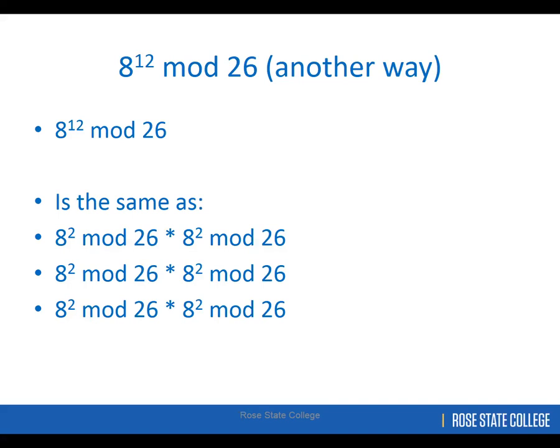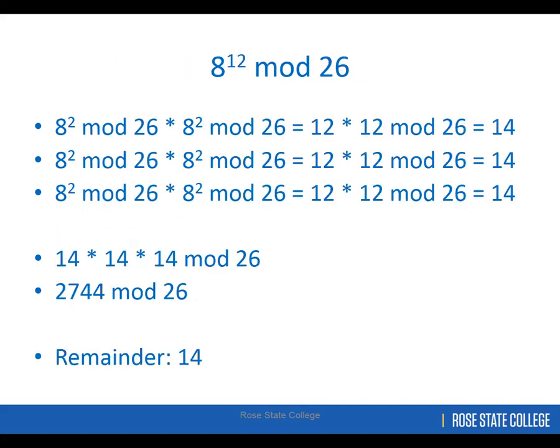8 times 8 is 64. How many times 26 is 64? You could calculate that out very easily. Then that result goes here, so you replace these. So let's watch what happens here. 8 squared mod 26 is 12. Then you literally just repeat: 12 times 12 mod 26 is 14. Then you do 14 times 14 times 14 mod 26, and you get a remainder of 14.